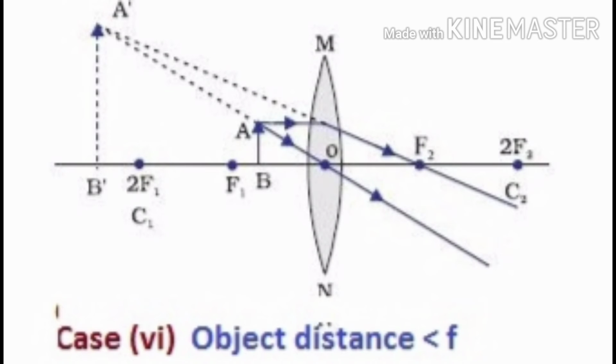When the object is between f1 and optical center of the lens, the two rays will also not meet here, and when we'll trace back these two rays, the image will be on the same side as that of the object, and it will be enlarged and upright, or we can say erect, and so the image formed will be virtual as it won't be formed on the screen.